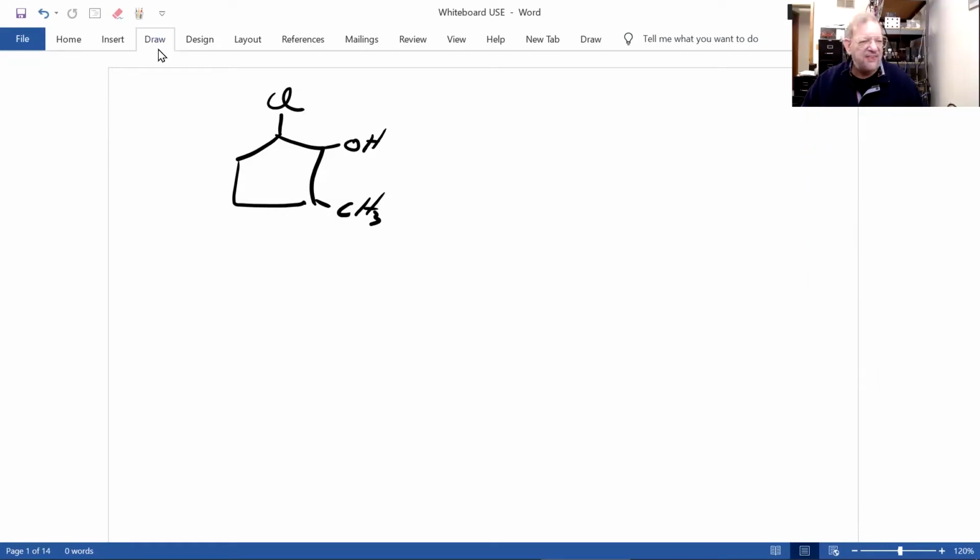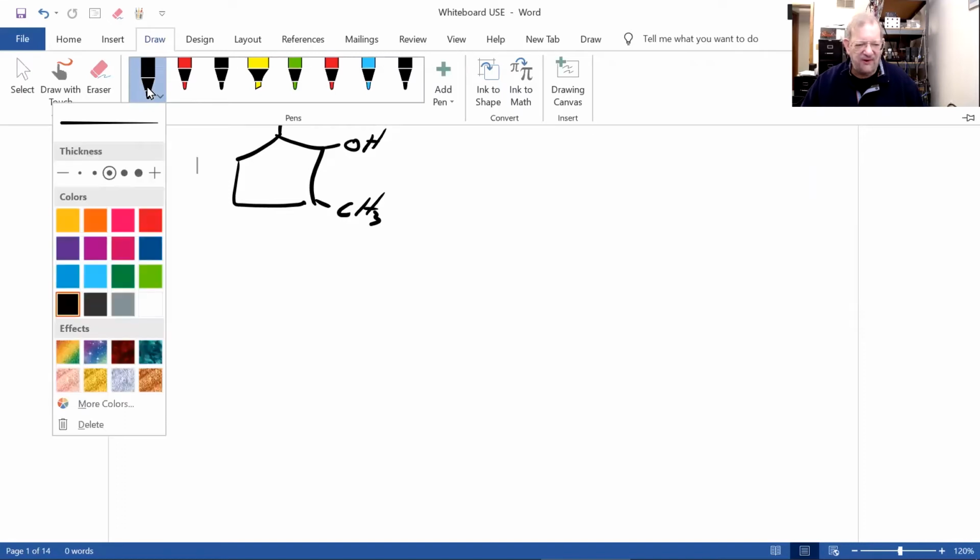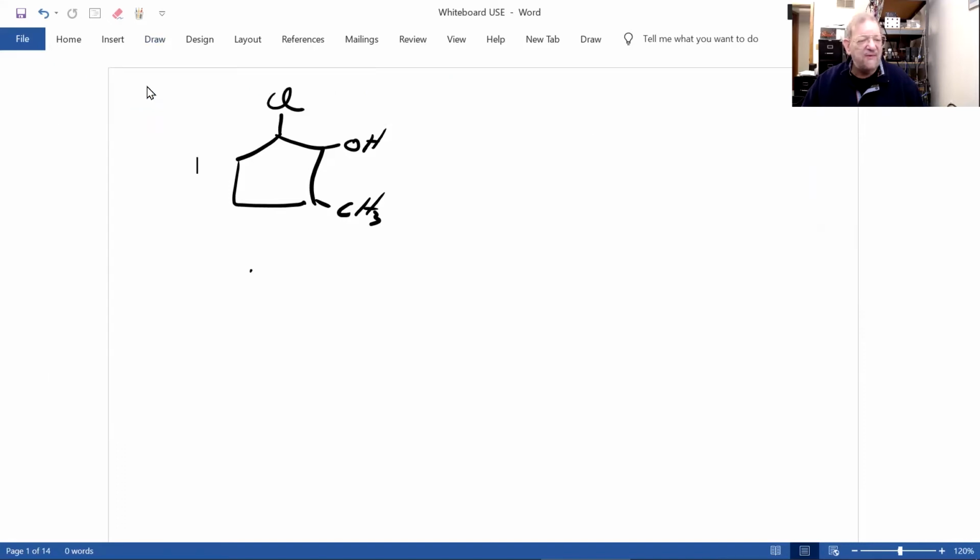All right, now let's take a look at the ring. And before I do, let's show the hydrogens. This carbon has 2, because there's 2 bonds. There should be 4. 4 minus 2 is 2. This one has 2. This one has 1. This one has 1. And this one has 1.